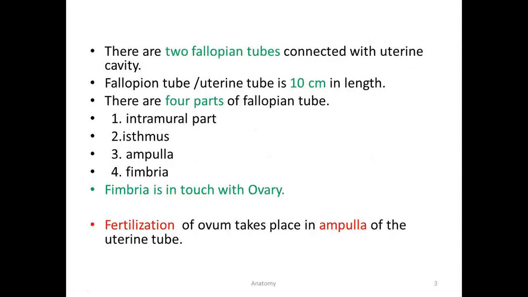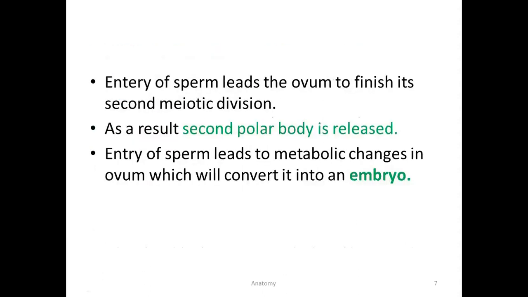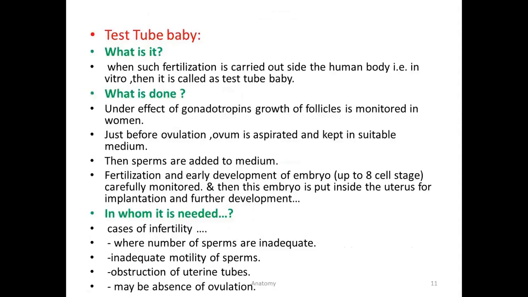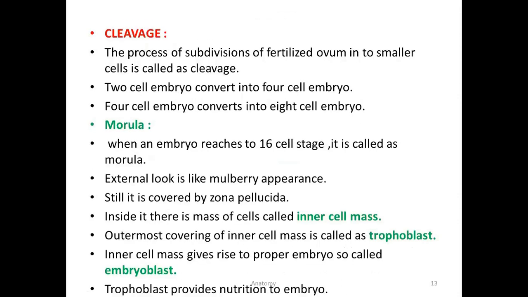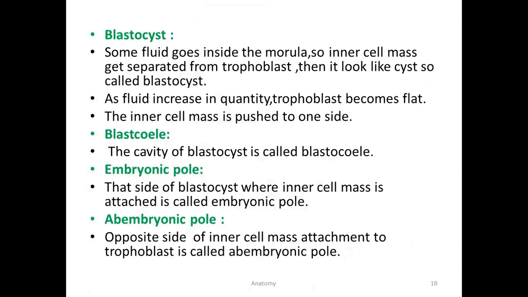Already all this part we have seen. We are not revising all that again. We have seen all the steps in fertilization. We have seen the results of fertilization. We have seen what is the test in baby. We have seen how the sex is determined. After that, in further development, we have seen cleavages. So what is morula? That we have seen last time. Then we have seen the blastocyst.